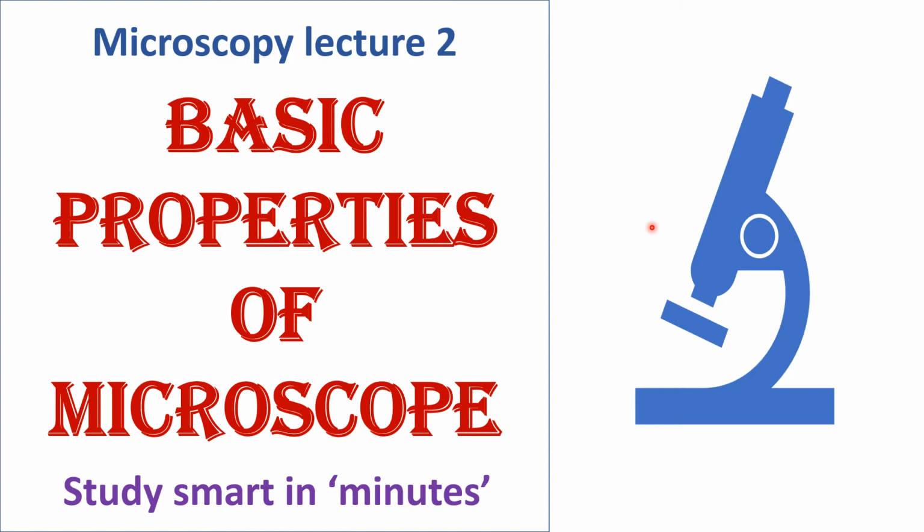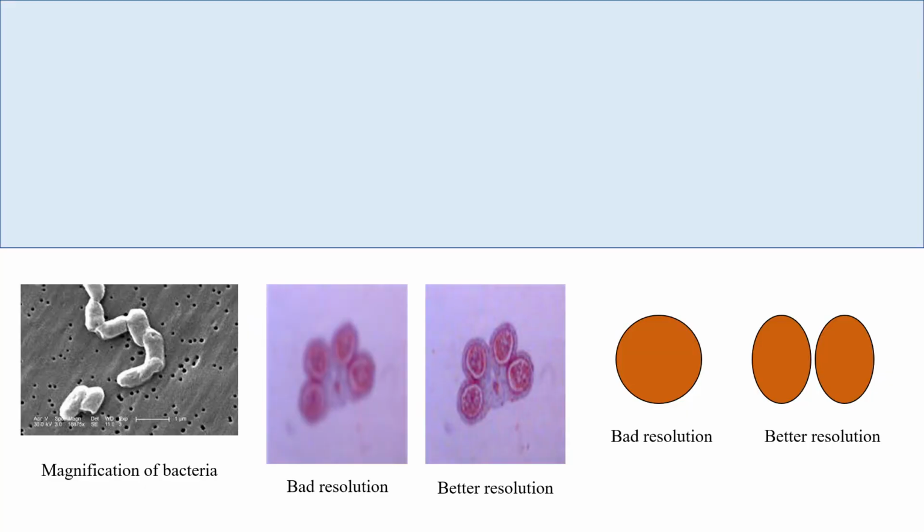Today we will talk about the basic properties of microscope. So we will proceed with the very basic two properties of microscope that each type of microscope possesses regardless of its complexity. Number one is the magnification.